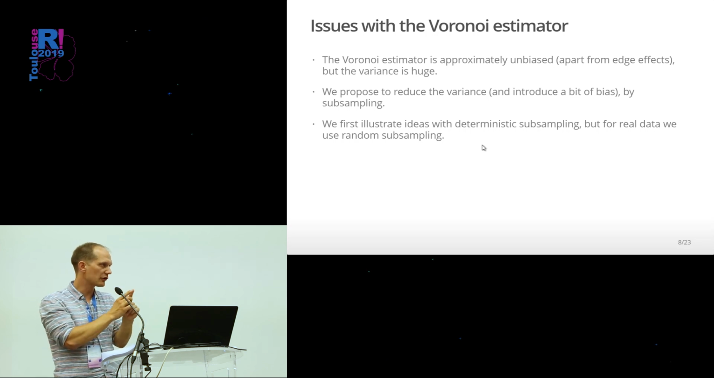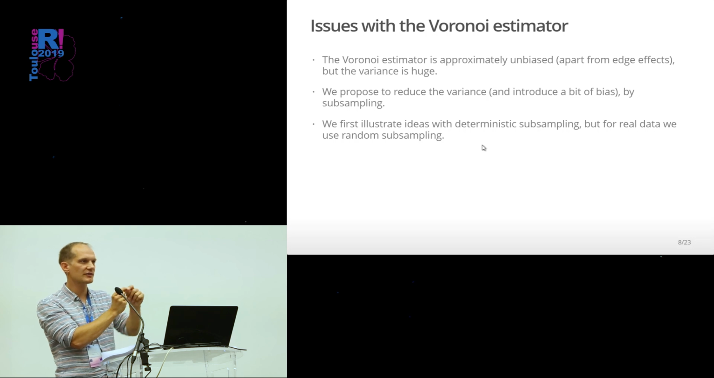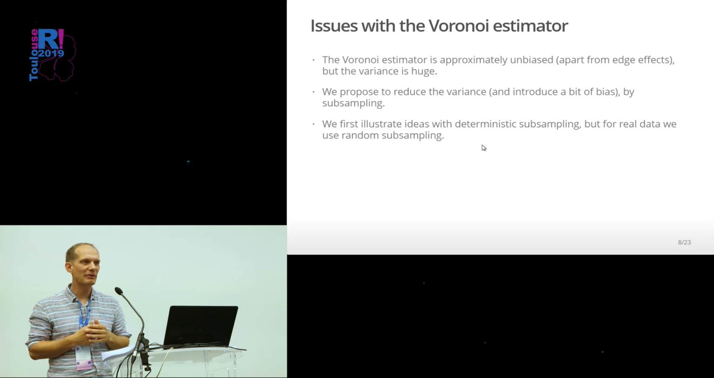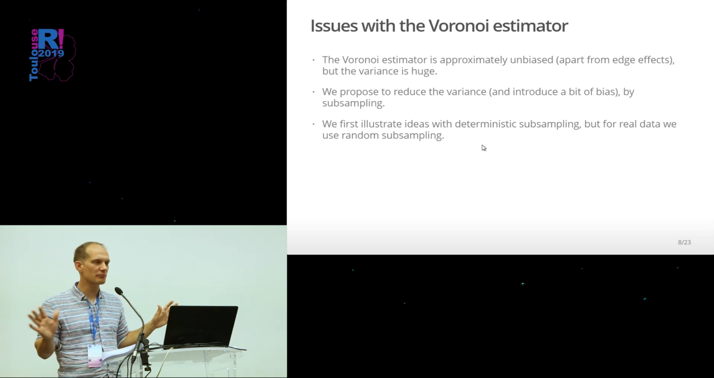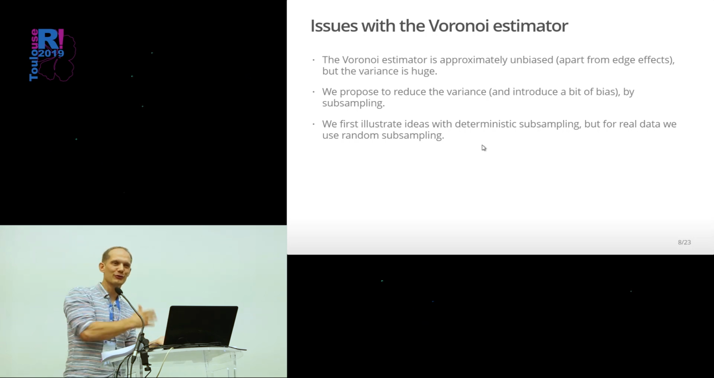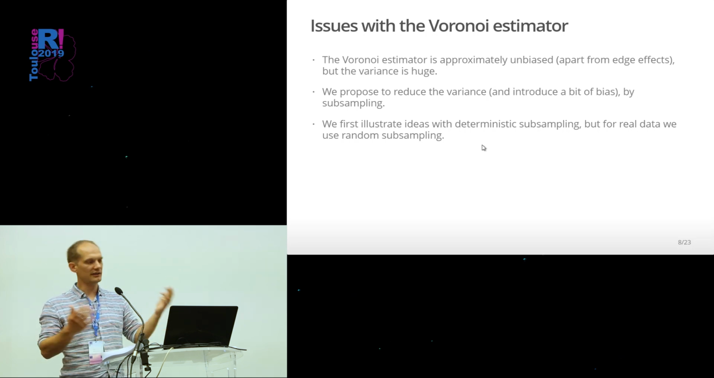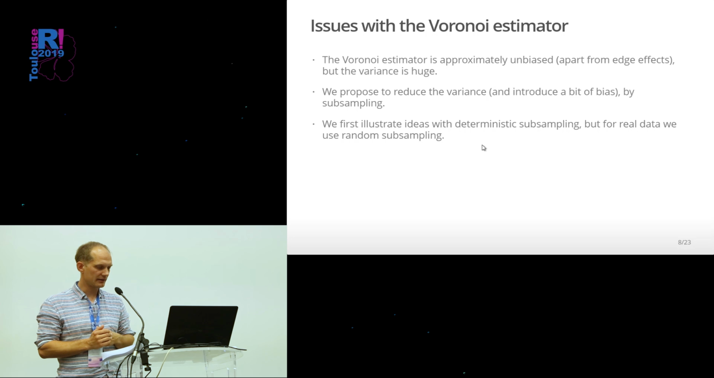Imagine you have two points very close to each other. You can get a very small cell around that data point, and you get a huge intensity estimate. So basically, you end back at, okay, you have something completely non-parametric. There's no choice. But then that's really annoying because then you have a huge variance. So you want to, again, introduce some tuning parameter to reduce the variance and introduce a bit of bias. And our idea is to do some subsampling.